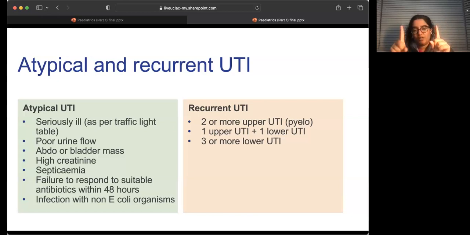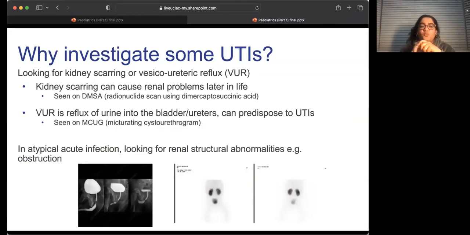One upper and one lower, or three or more lower. So the best way to remember this is that you need more of the lower ones compared to the upper ones, because lower UTIs are way more common than upper UTIs. But yeah, so why do we need to investigate some UTIs?